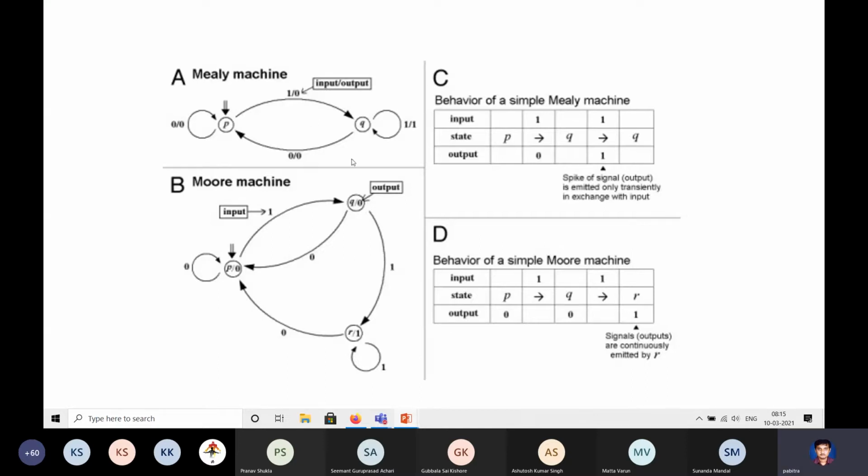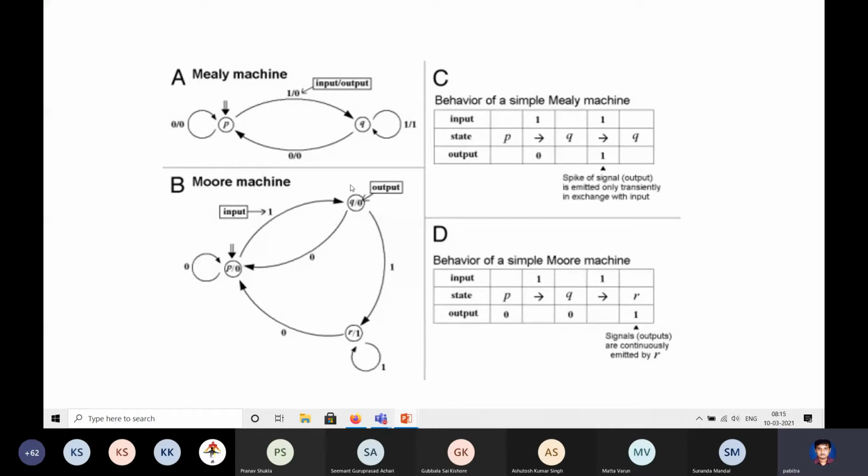Okay, so the only difference is that in the Mealy machine, the edges are labeled with outputs, whereas in the Moore machine, the vertices are labeled with the outputs. So that's the fundamental difference. That's the fundamental difference.